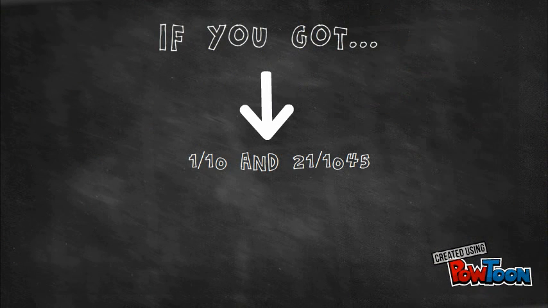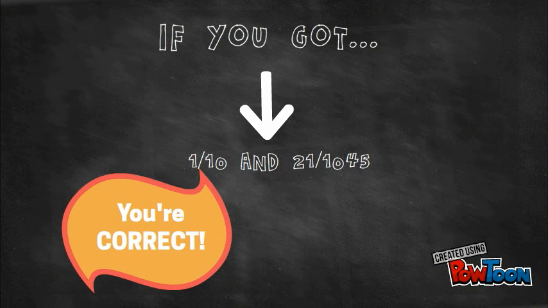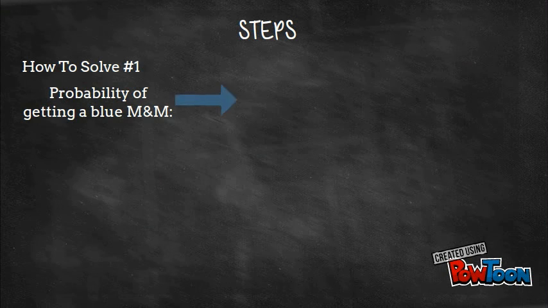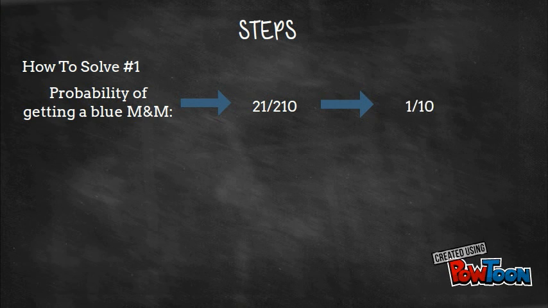If you got 1/10 and 21 over 1045, you're correct. And here are the steps for how to solve number 1 and 2. And for number 2, because you're not repeating, remember to subtract 1 from the total amount of M&Ms, and then just multiply and simplify.